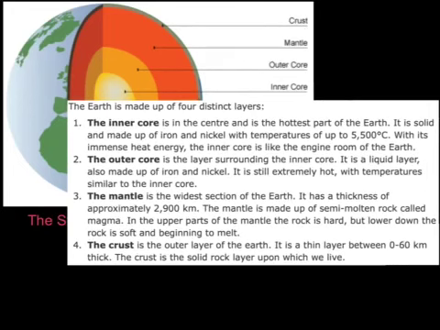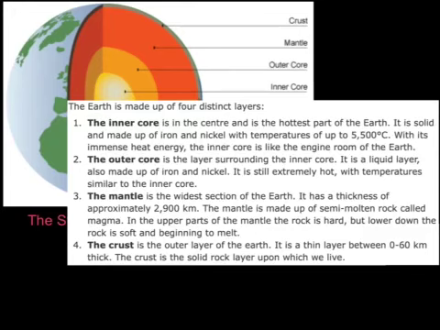So we've got the inner core, which is obviously the hottest part, and as we said before is solid, iron and nickel, that we can see. 5,500 degrees, and this is the start of our convection currents, which we'll come on to in a second.